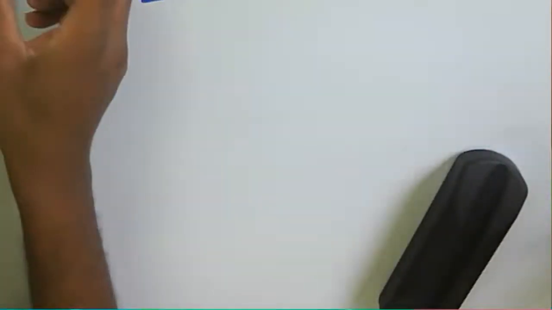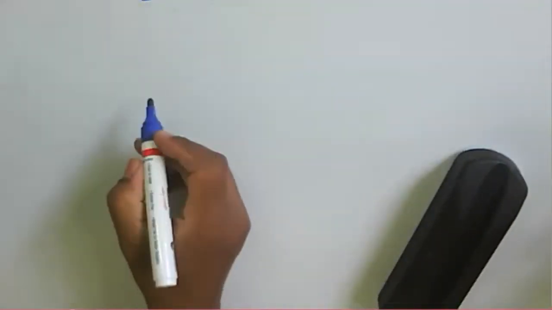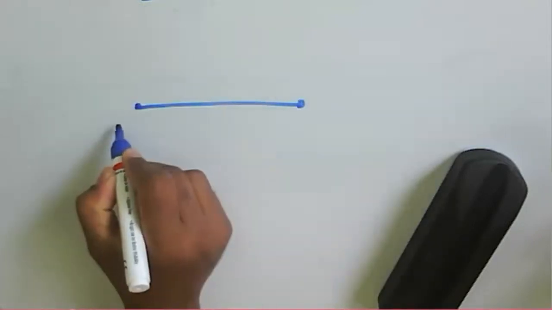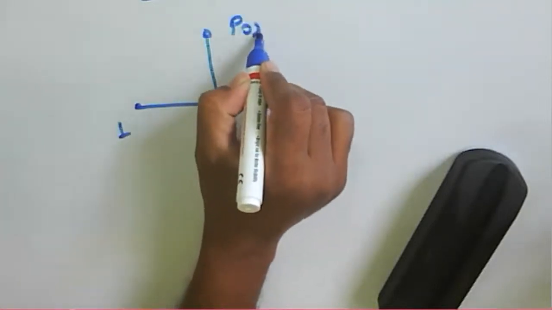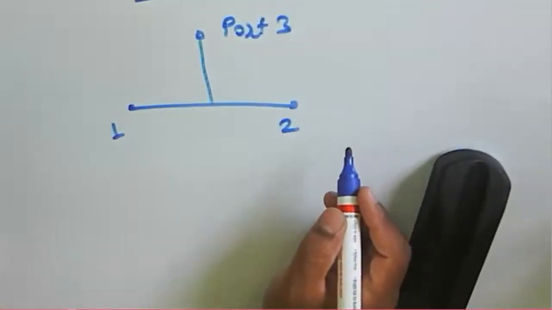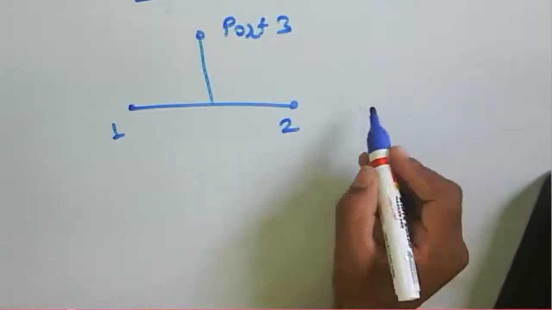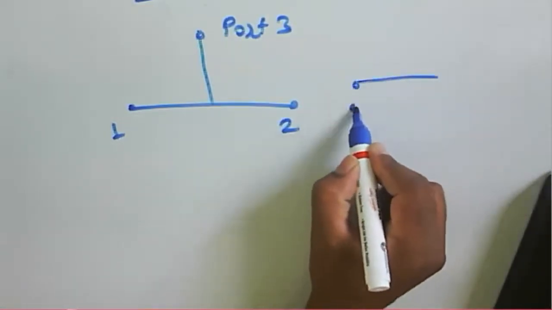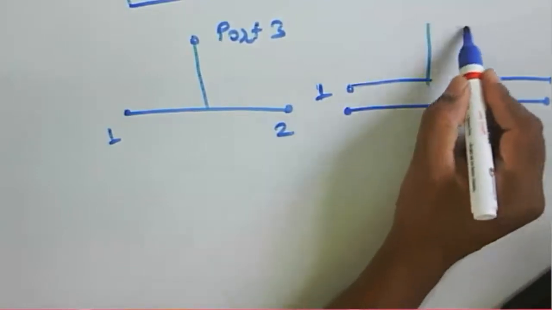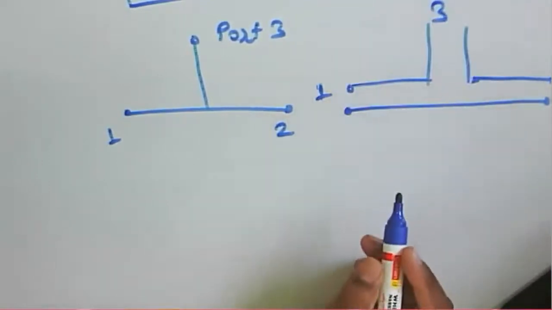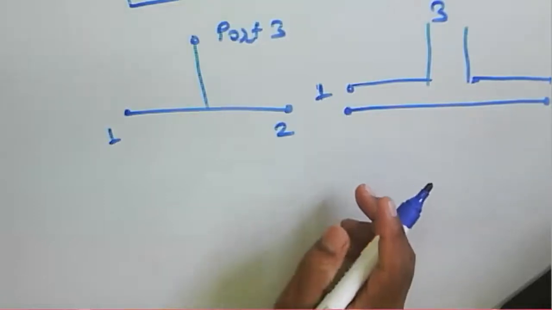Then consider a particular E plane T. What is the symbol for the E plane T? This one is port 1, port 2, and this one is port 3. This is the symbol for the E plane T. And if you want to draw an equivalent for this, then port 1 is here, port 2 is here, and port 3 is here. That is the equivalent for this E plane T.